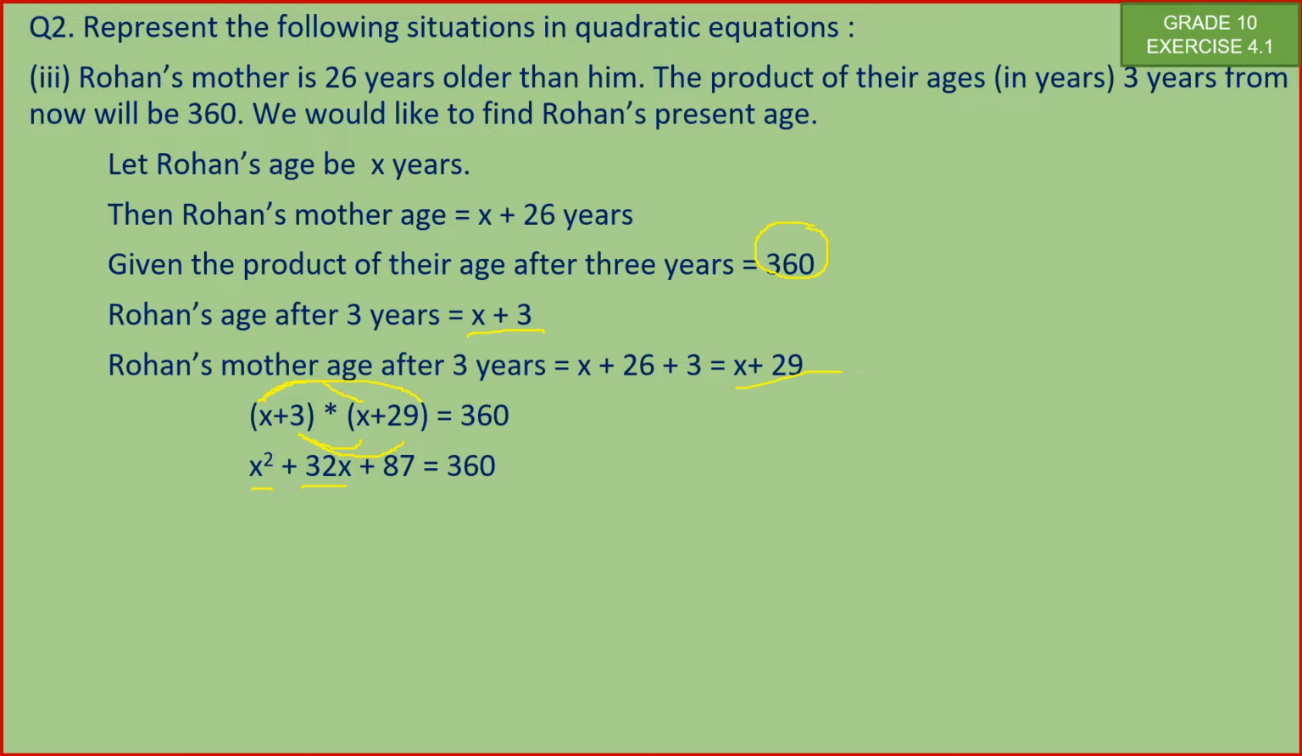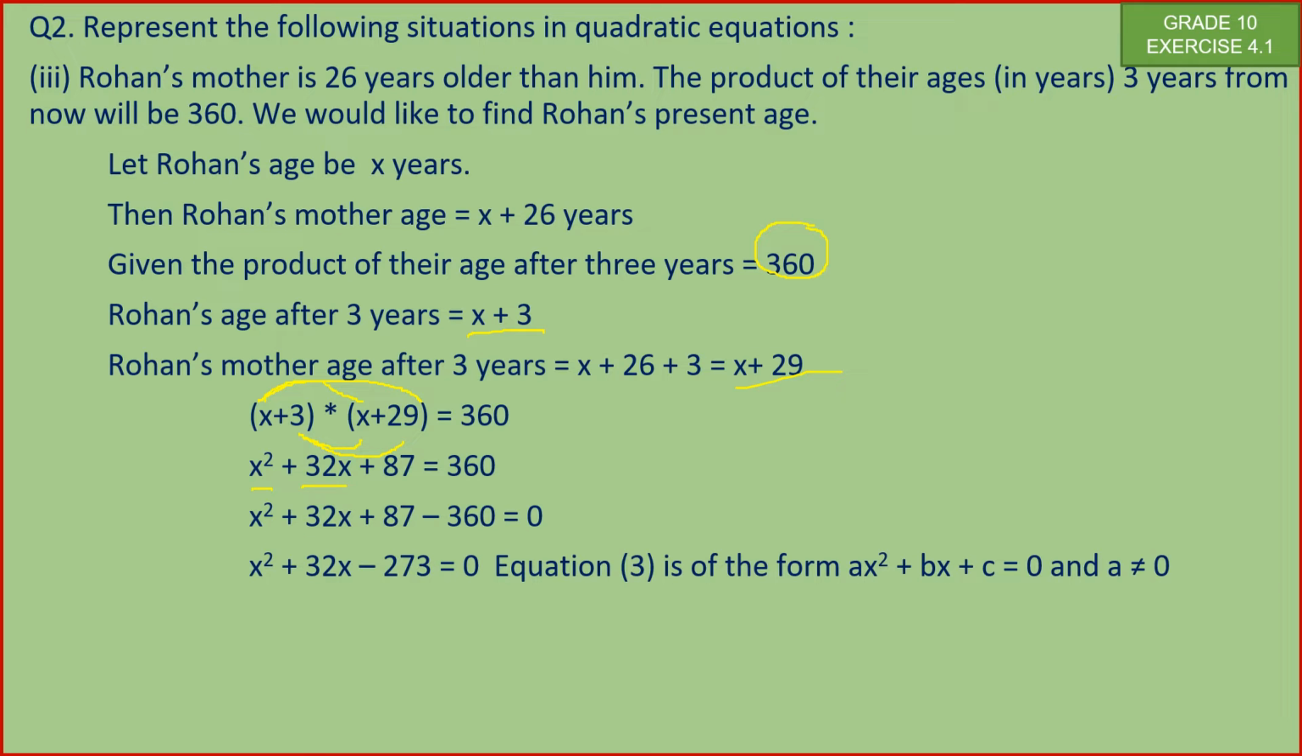So we can write the next step. The next step is taking the constant and equating it to 0. So we take the 360 from the right hand side of the equation to the left hand side in order to write this in the form of a quadratic equation. As we all know, a quadratic equation is of the form ax square plus bx plus c equals 0. So we reverse the sign of 360 when we take it to the left hand side, and then we equate this equation to 0. So 87 minus 360 simplifies to minus 273, and we equate this to 0. Hence we have represented this in quadratic equation form.